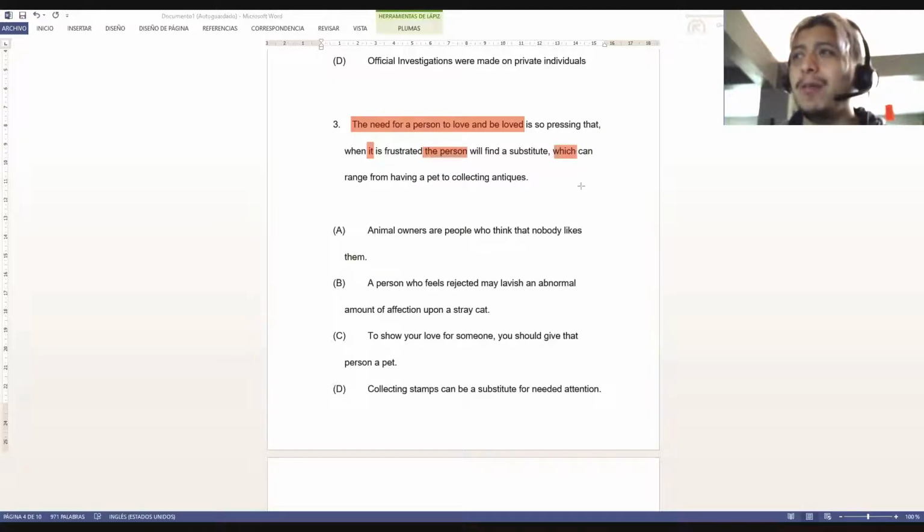So we have four subjects, and that means that we have 4 verbs. The need for a person to love and be loved is so pressing in the present. When this need is frustrated in the present, the person will find. The auxiliary is will, this is in the future, and the verb is find. The person will find a substitute. The modal verb is can, and the verb is range, or will range from. Again, the verb contains the preposition. And remember that this have is with ing, so it's not really a verb, it's a verb complement. Again, you can check verb complements.